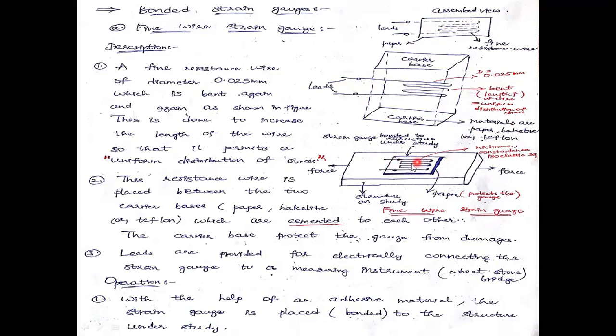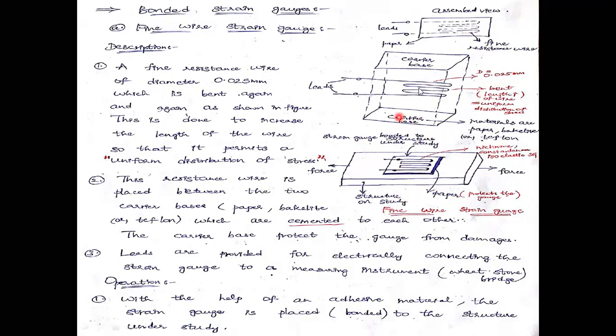This is another type of strain gauge. This strain gauge may be made up of nickel constantan, the isoelastic strain gauge like that. This is the structure under study. We can call this the structure under study. This is made up of paper like that. It protects the gauge. It is made up of paper and it is going to protect the gauge. These are the different types of pictorial views for the fine wire strain gauge.